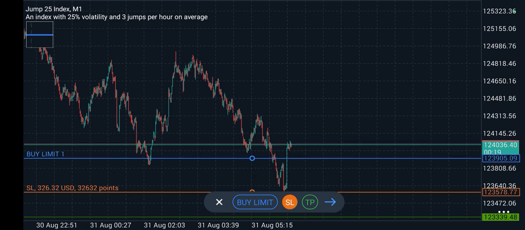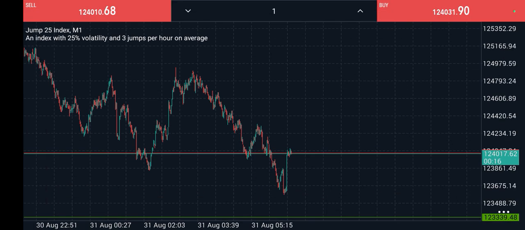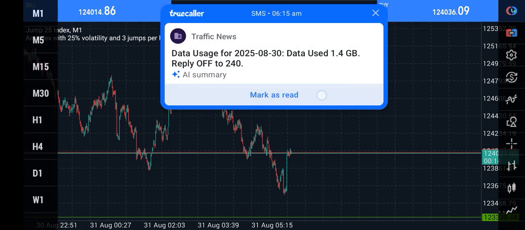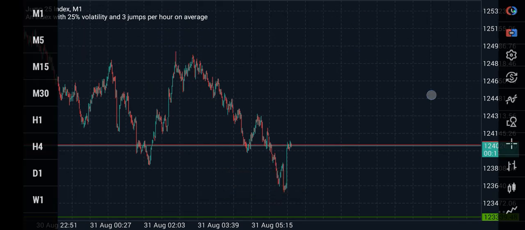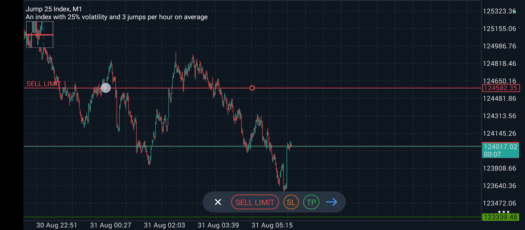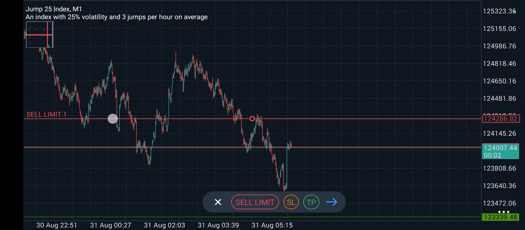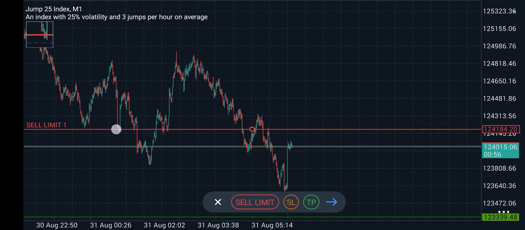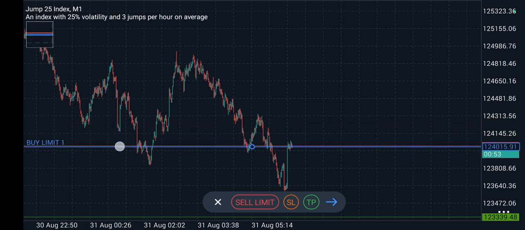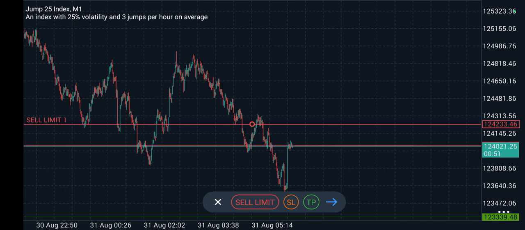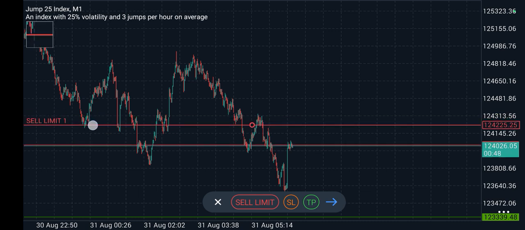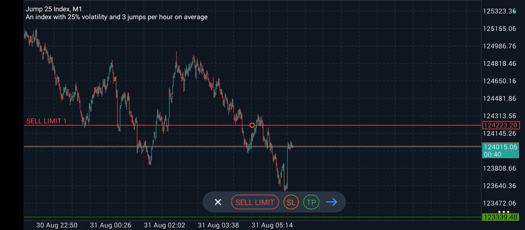And coming to the sell limit, this is what we do. The sell limit is the order placed above price, and the price keeps going down. So I'm waiting for this market to touch my line here. Whenever it touches the line, it should reverse and start going down. That is what a sell limit is.